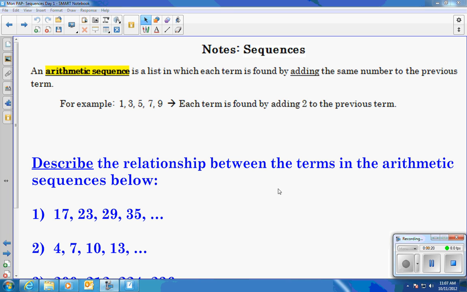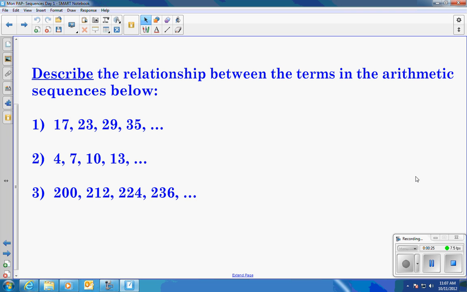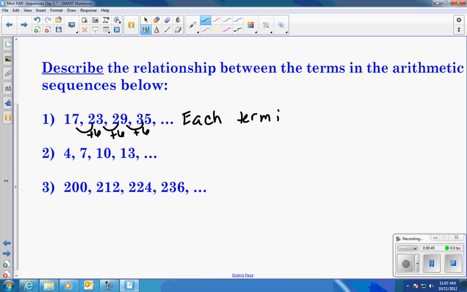So we're going to practice by describing the relationships between the following arithmetic sequences. From 17 to 23, we are adding 6. And from 23 to 29, we are adding 6. And from 29 to 35, we are adding 6. So each term is found by adding 6 to the previous term.